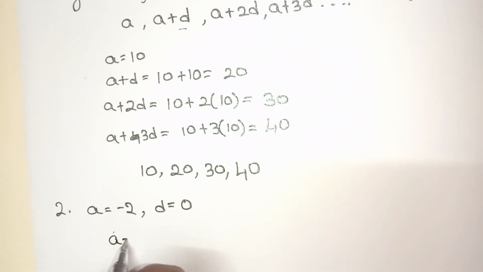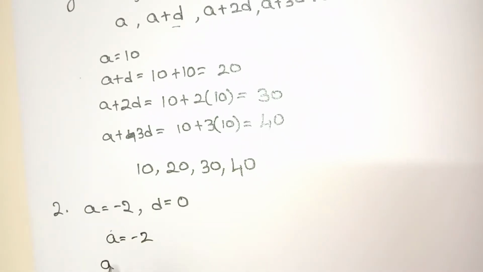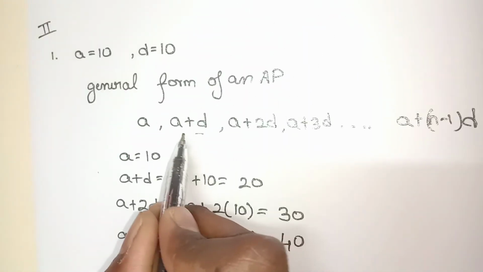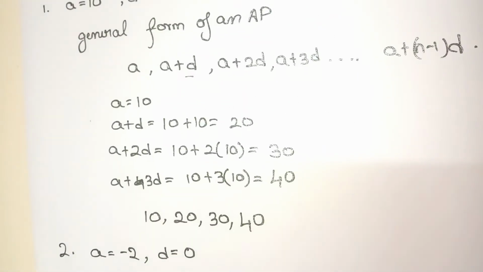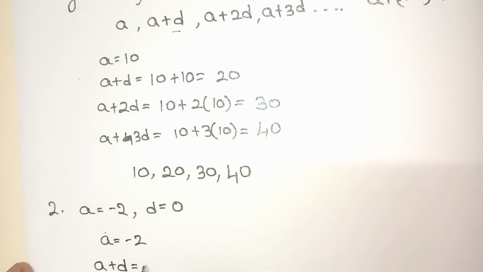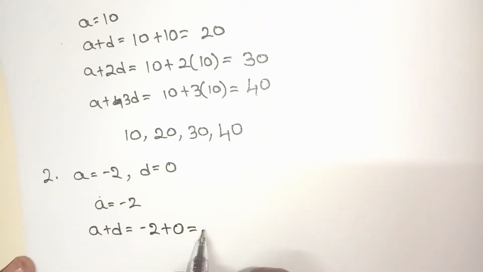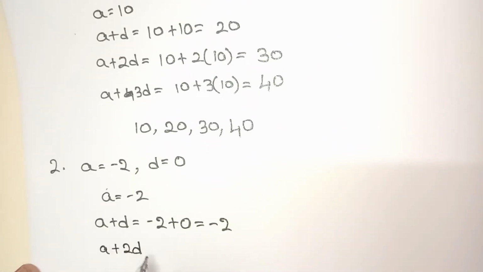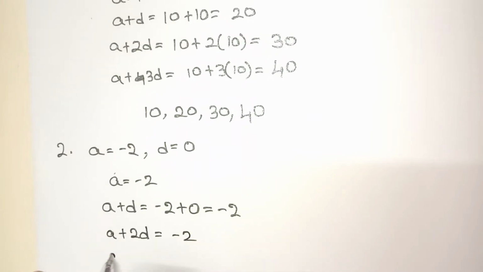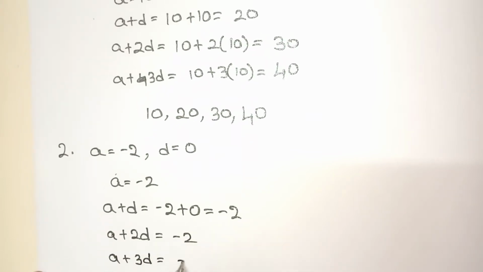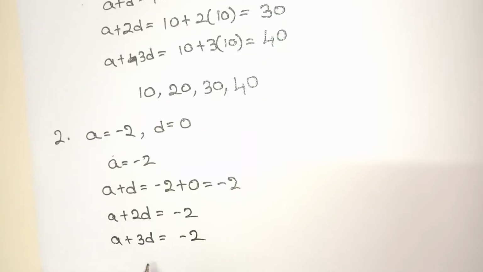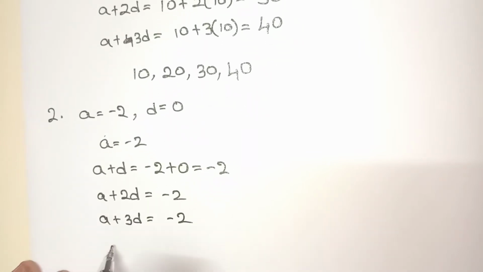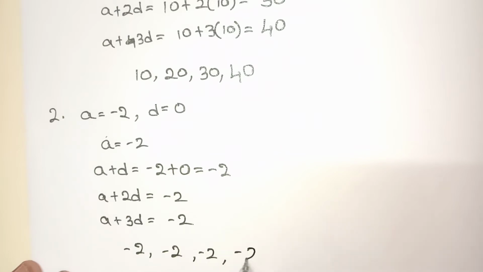The first term a is given as minus 2, and I'm going to find the second term with the general form of AP, that is a plus d. So I'm substituting the values. It's going to be minus 2 plus 0, which is minus 2 itself, and it continues in all the cases: a plus 2d is minus 2, a plus 3d equals minus 2. The AP forms a sequence like minus 2, minus 2, minus 2 and minus 2.